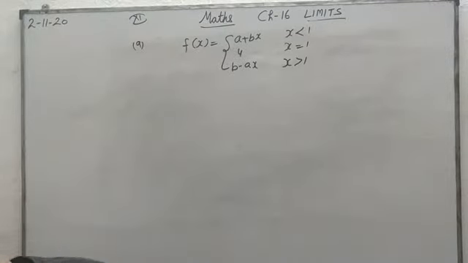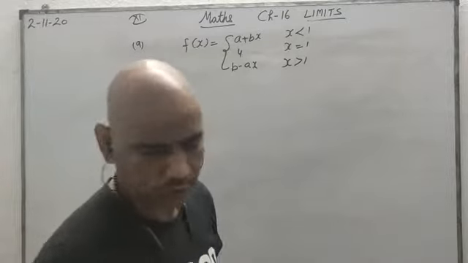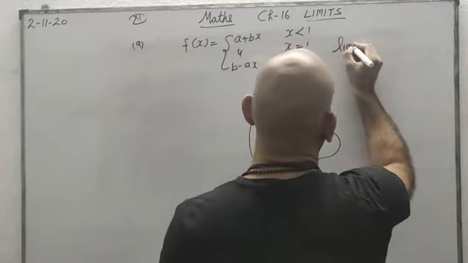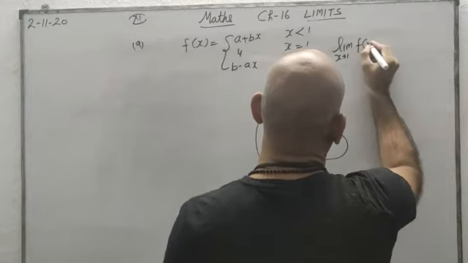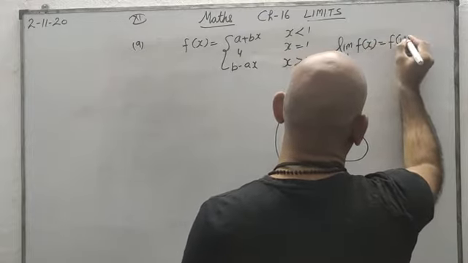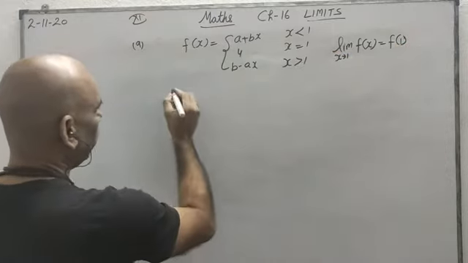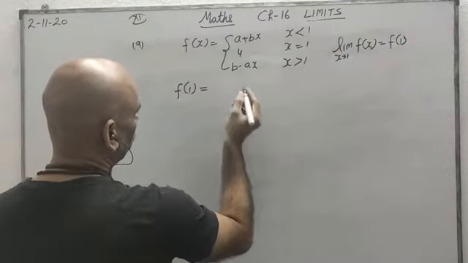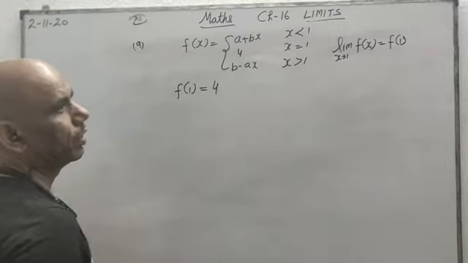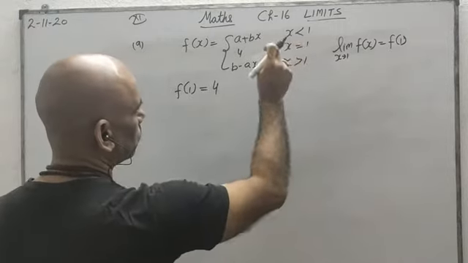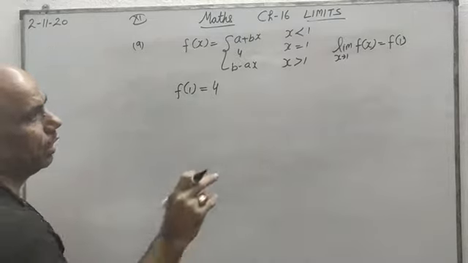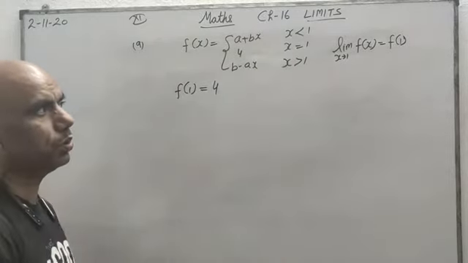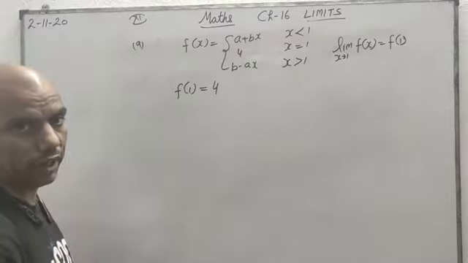If limit x tends to 1 f(x) is equal to f(1), what are the possible values of a and b? What is given? Limit x tends to 1 f(x) is equal to f(1). So when f(1) is there, the value of the function at x equal to 1 is 4. So f(1) is 4. And what is given? That it is equal to the limit x tends to 1.